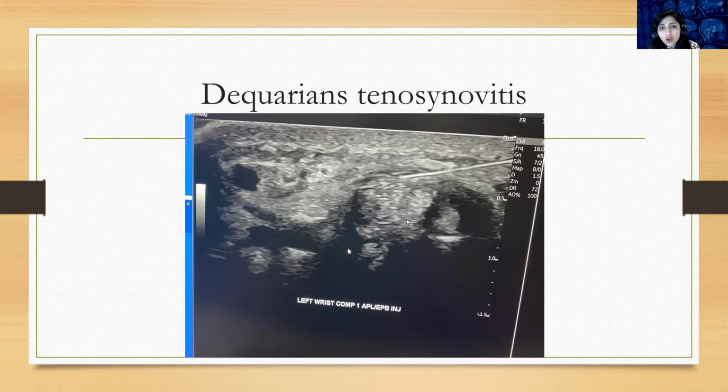So we can inject along the extensor. The bigger one is the abductor pollicis longus, and the smaller one is the extensor pollicis brevis. These are 2 tendons which are included in compartment 1, and they actually share a common sheath. So we inject into that sheath, and these injections are really helpful.